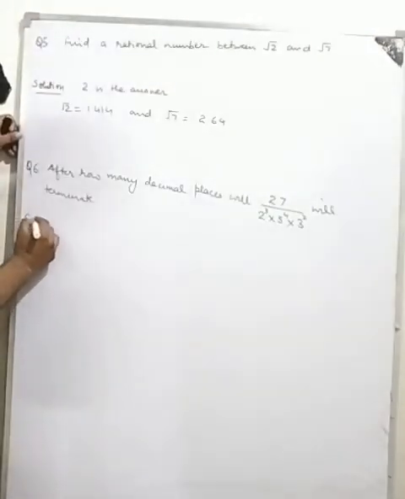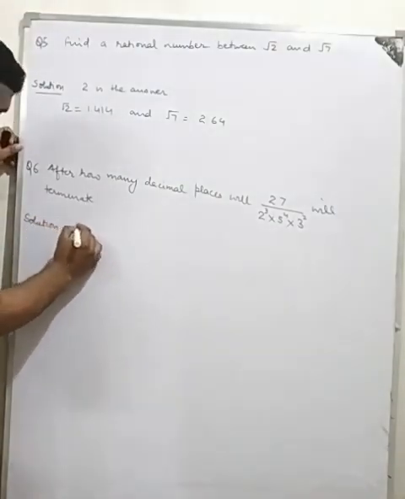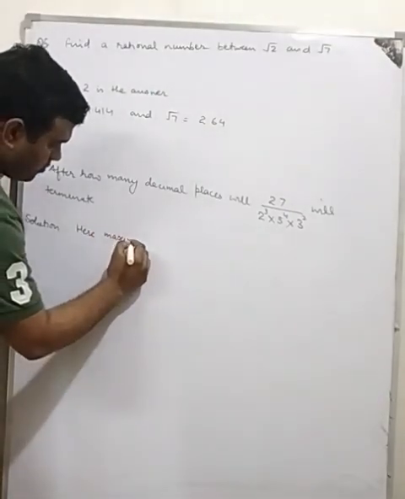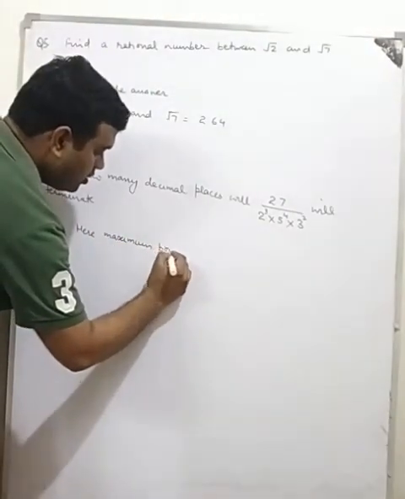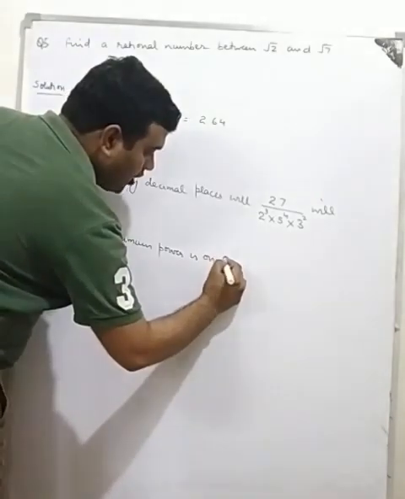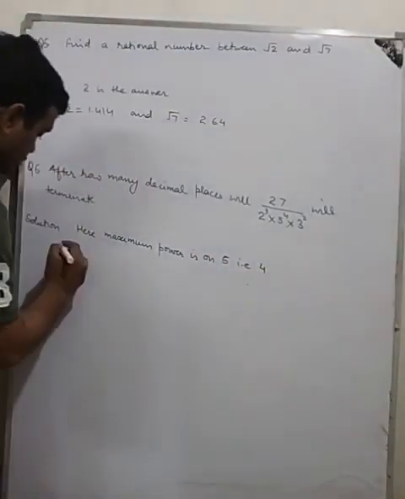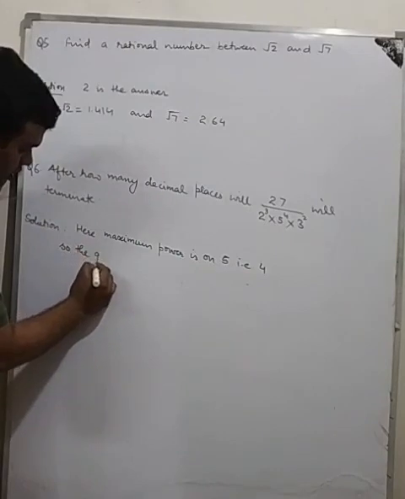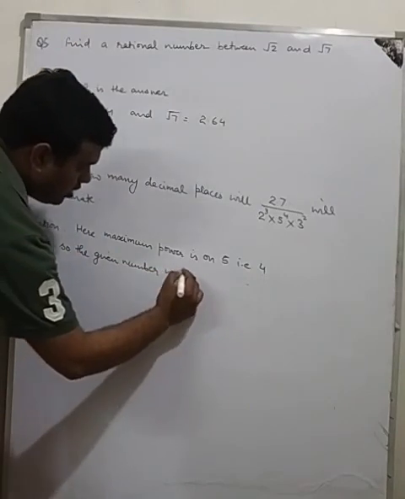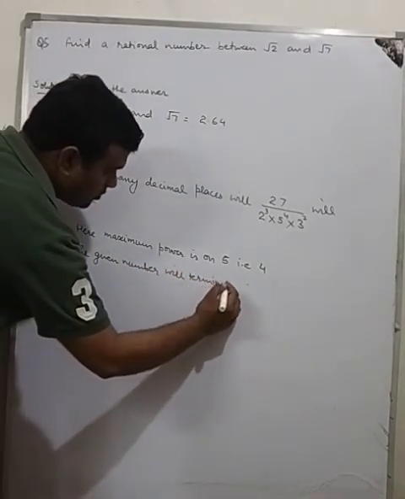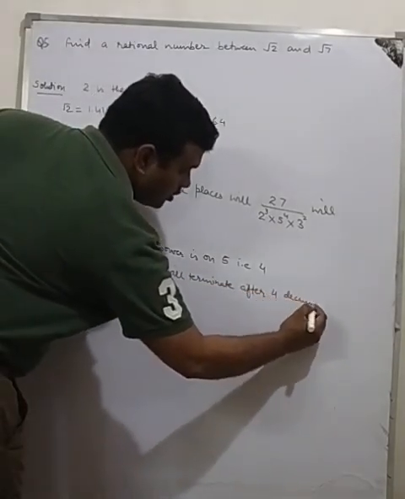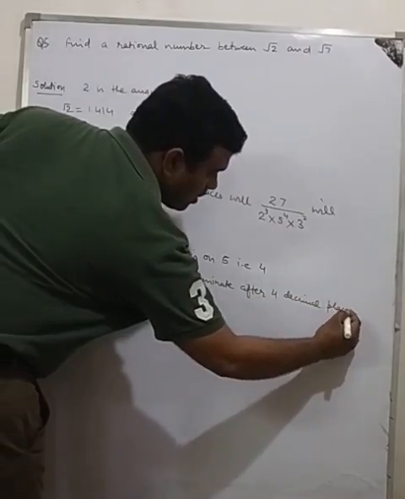So solution: here the maximum power is on 5, that is 4. So the given number will terminate after 4 decimal places.